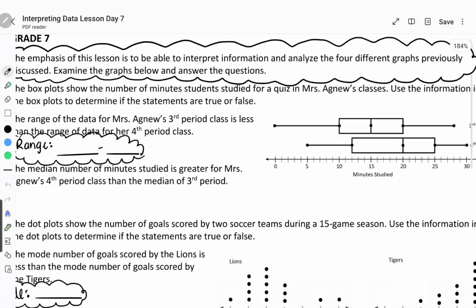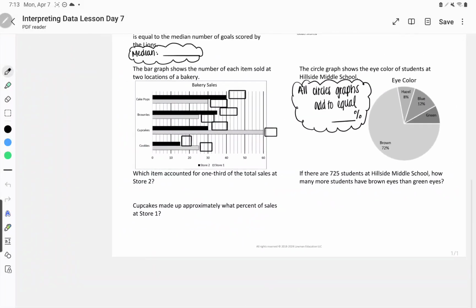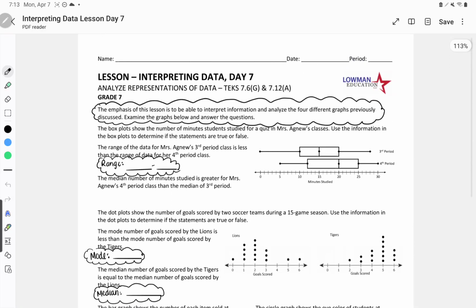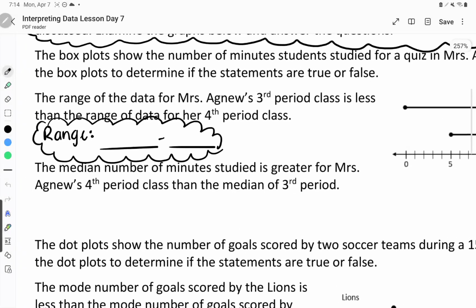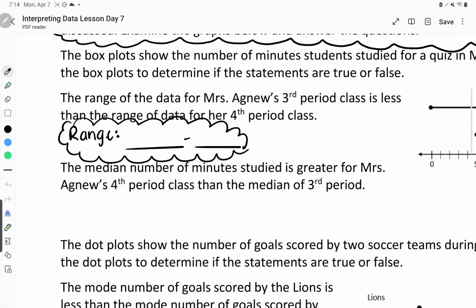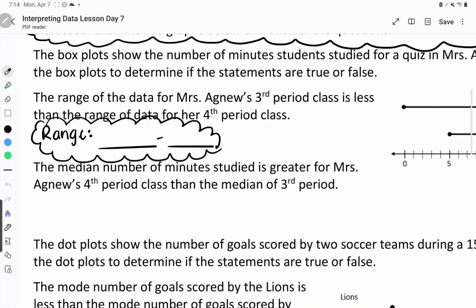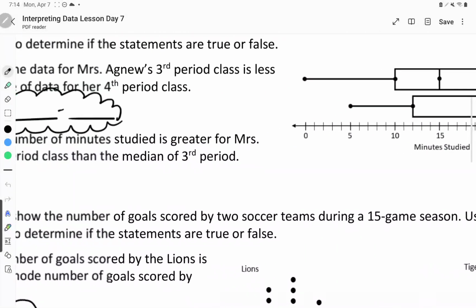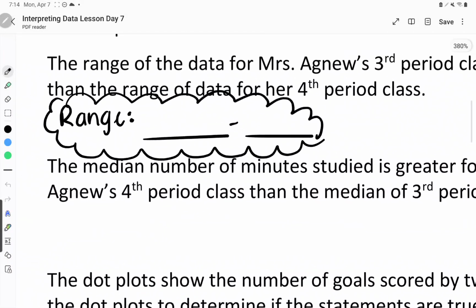Okay, so we're just going to go through, and this is a review over everything because you do have your test tomorrow. So the first thing we're going to look at is it says the range of the data for Mrs. Agnew's third period class is less than the range of the data for her fourth period class. So the first thing we're going to remember is what is range. So what is range? Range is your maximum minus your minimum.